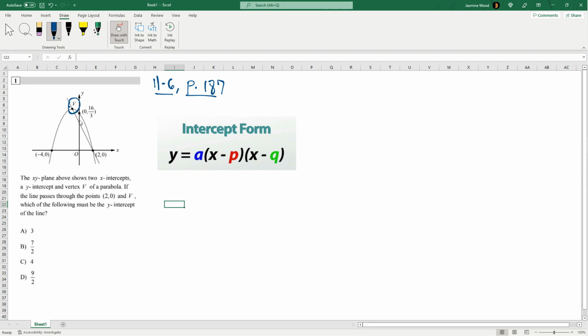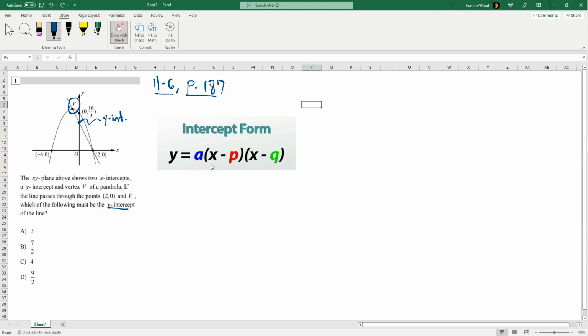And then once you find that, you can very easily find what the y-intercept of this line would be, which would be right here, because you just have two points of that line, both of which also happen to intersect the parabola, and then you can just use point slope form to find the equation of the line, then the y-intercept.